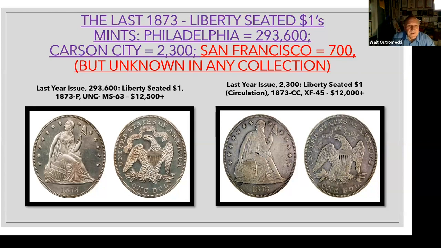So we get a chance to see here on the left, the first year issue. Nice particular, I wish I owned this one, but I don't. MS63, look at the beautiful coloring, starting to tone lightly, especially on the reverse. The golden colors are coming in. And here the last year issue of that from the Carson City Mint. Well, not quite as detailed. This is an XF piece. They're tough to find in that particular issue. But they did circulate. They were used, and probably here in commerce in the United States.